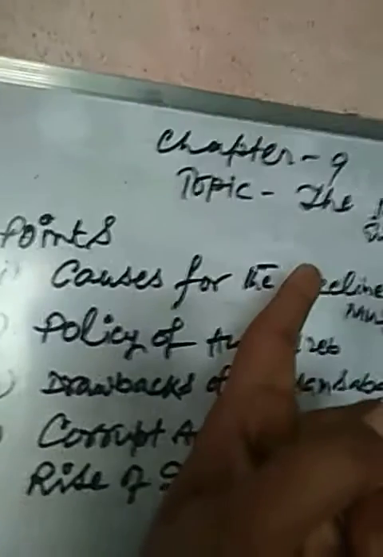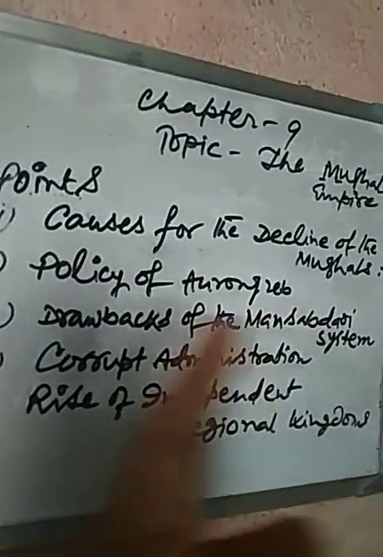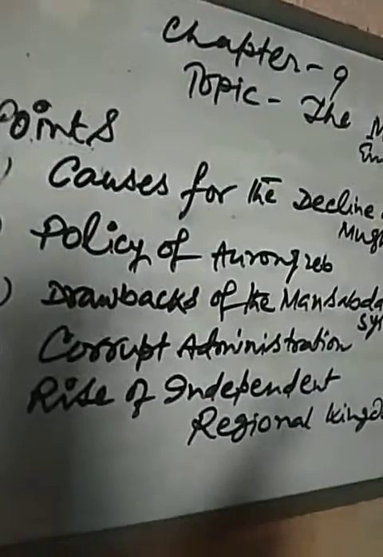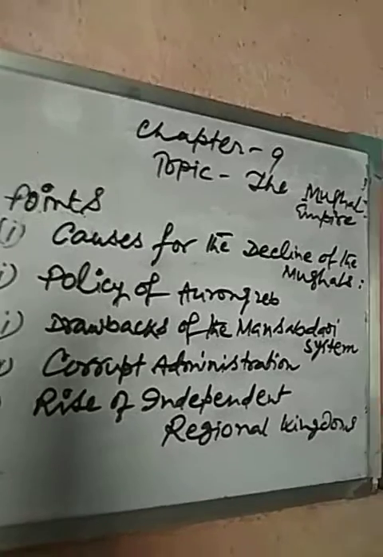Today's topic is the same, the Mughal Empire, chapter number 9: causes for the decline of the Mughals. First point, now what are the causes? Policy of Aurangzeb, drawbacks of the Mansabdari system, corrupt administration, rise of independent regional kingdoms. These are the points. First one, policy of Aurangzeb.